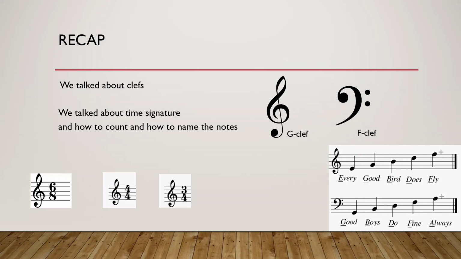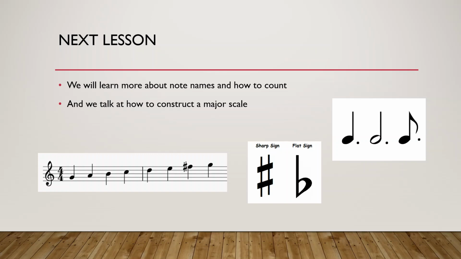So let's recap. In this first lesson, we talked about clefs and why we need them. We looked at G clef, also known as violin clef, and we looked at F clef, also known as bass clef. And we can remember them with the 2 sentences: every good bird does fly, and good boys do fine always. And we looked at time signatures: 4/4, 3/4, and 6/8. We now have the first step in learning how to read sheet music. In the next lesson, we will learn more on how to name notes and how to count. And I will also talk about how to construct a major scale.